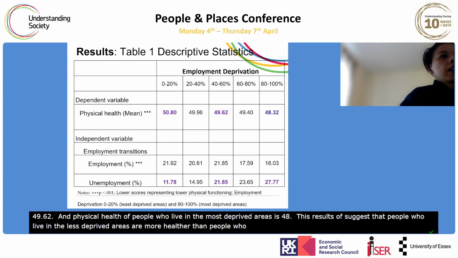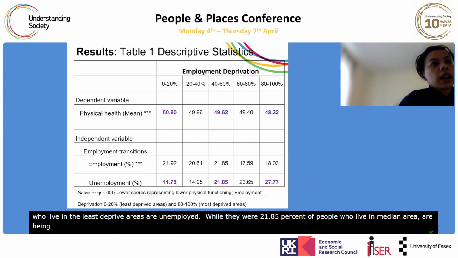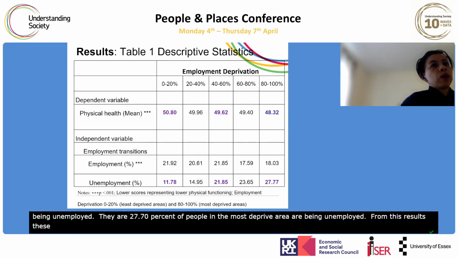There are 11.78% of people who live in the least deprived area who are unemployed. 21.85% of people who live in the median area are unemployed. There are 27.77% of people in the most deprived area who are unemployed. This result suggests that people who live in deprived areas have a higher possibility of being unemployed.